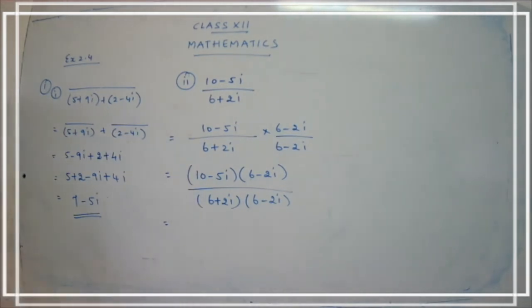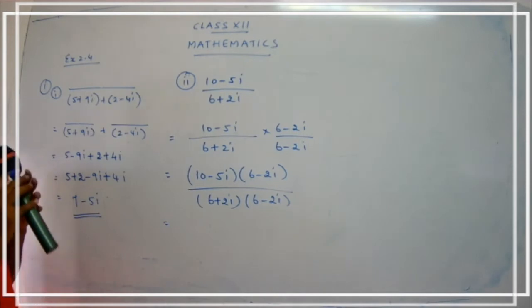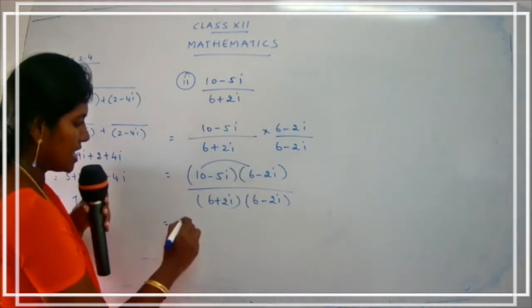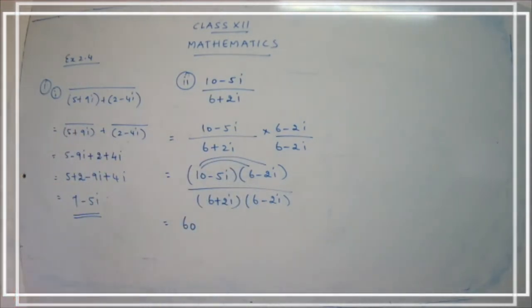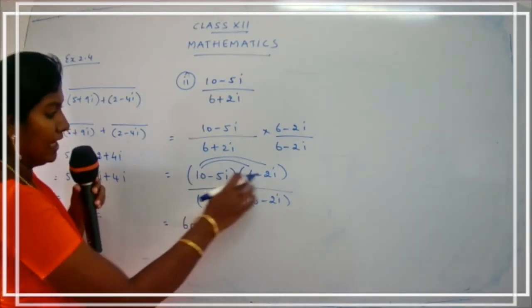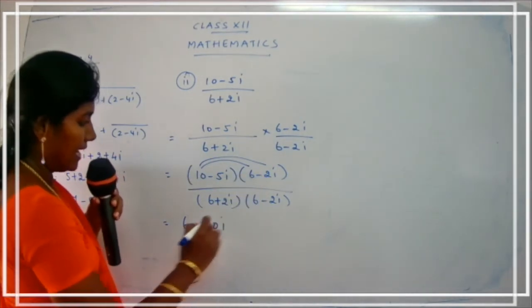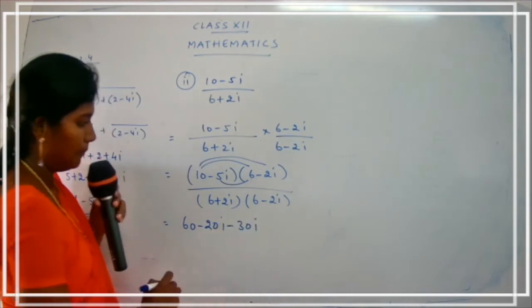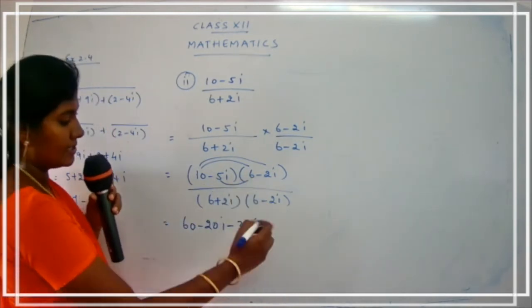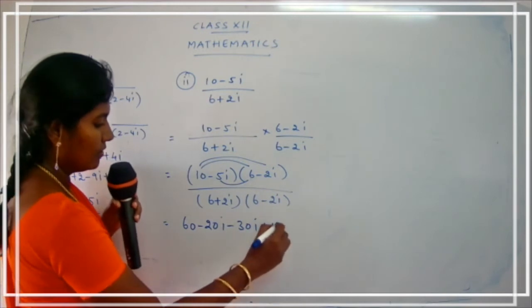Okay. Let's check whether your answer and my answer tally, whether your answer and my answer are the same. Let's have a check. I'm just going to take the first number as 10. So 10 times 6 is 60. 10 into minus 2i is minus 20i. Be careful with the sign, children. 10 into minus 2, so minus 20i. Minus 5 into 6, minus 30i. Minus times minus, 5 twos are 10 i square.